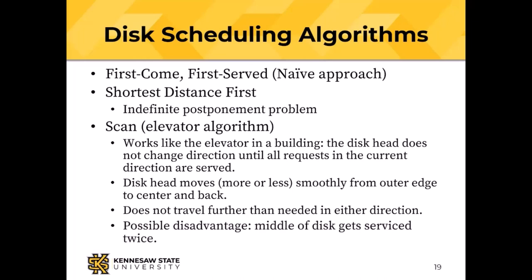Now, there's a possible disadvantage there that the middle of the disk gets serviced twice. I pass that middle of the disk when I'm going from the outside to the inside. I pass it again when I'm going in the other direction. Microsoft and other operating systems have taken advantage of that. The page file that is used for virtual memory is often in that center of the disk, where the page file, which is kind of important to performance, will get disk service twice in each round trip of the disk head.